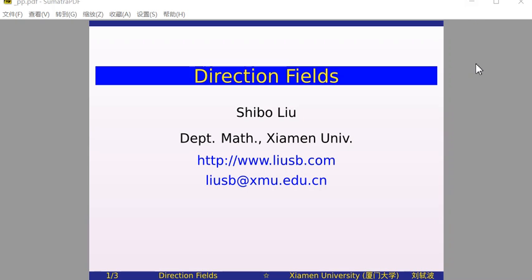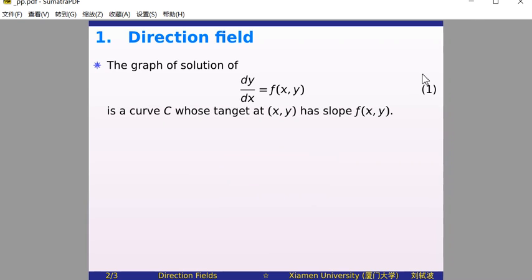In this video, I will show you how to study the direction fields of first-order differential equations. Here we have a first-order ordinary differential equation. As we know, the graph of a solution of this equation is a curve. The tangent of this curve at the point (x, y) is exactly the value of f at that point.